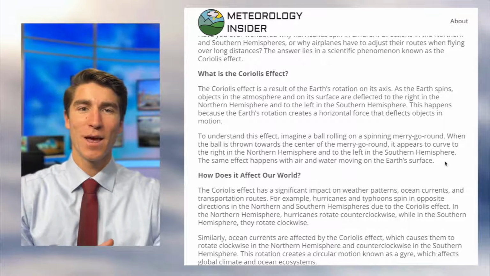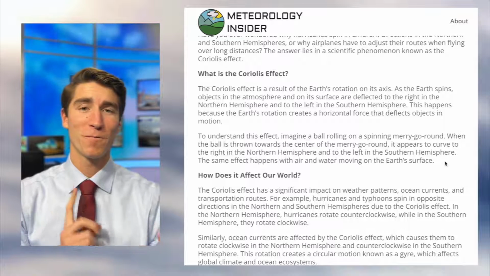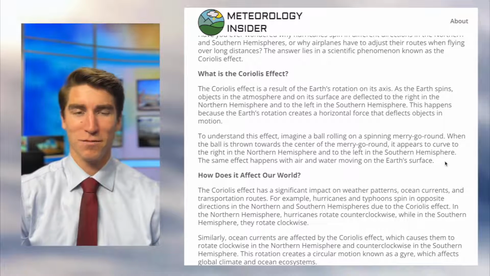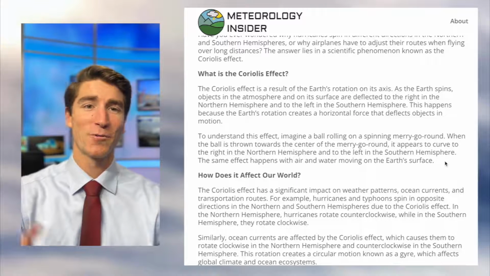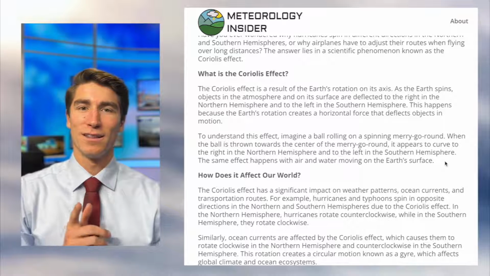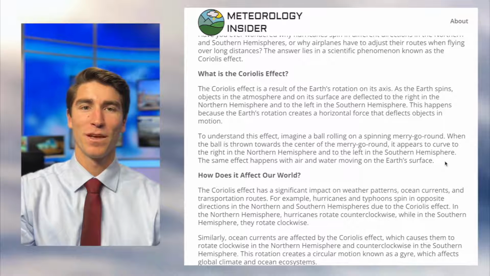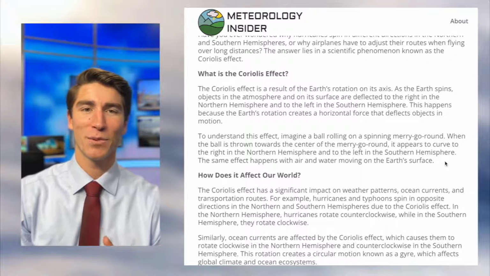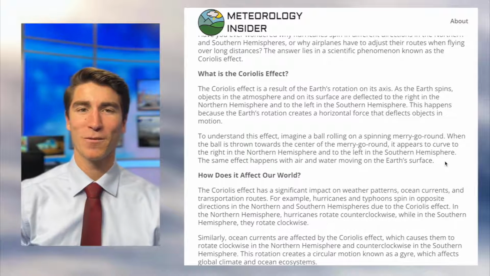Now, what's weird about this, and is kind of the catch, is the ball is actually going in a straight line, but it's the merry-go-round and the people that are moving. So from their perspective, they're staying still and it looks like the ball's moving and curving. But in reality, it's actually them. Now, it's the same thing with airplanes. The airplane looks like it's being curved to the right in the Northern Hemisphere, but it's actually the Earth underneath the airplane that's spinning.